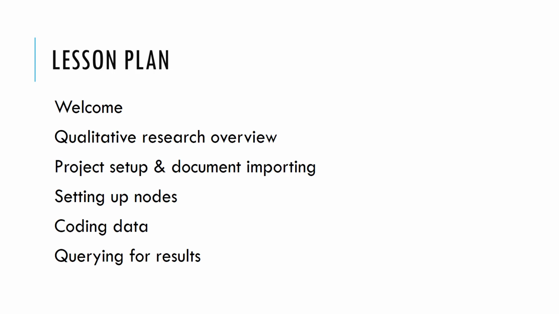So this is basically what we're going to be covering. We'll talk a little bit about qualitative research in general, so you have some idea of what you're working towards using this program. We'll also talk about setting up your project and bringing documents in. I have some test documents, so don't worry if you didn't bring your own. We'll talk about setting up nodes. Those are what the NVivo program uses to call your themes, which are what you find in the qualitative data. We'll also work on actually coding the data, and then also querying, which is how you find results.